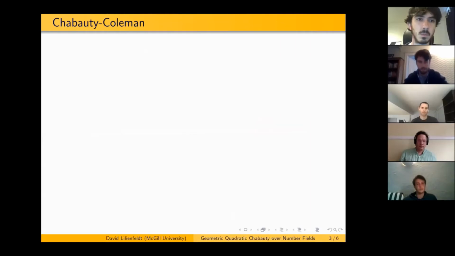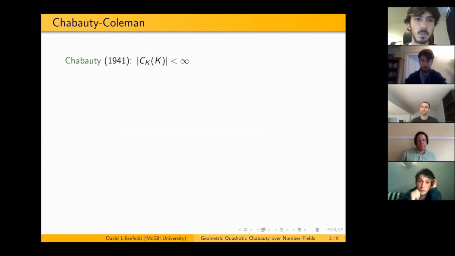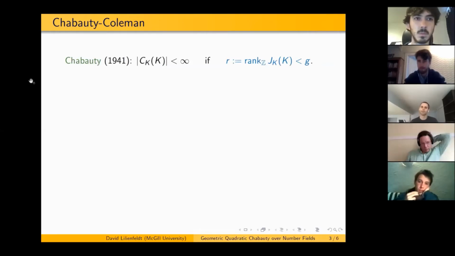It all starts with the pioneering work of Chabauty from 1941. This was actually the first significant progress towards Mordell's conjecture at the time. What Chabauty showed is that for a high genus curve, the set of rational points is finite if the following assumption is satisfied: the rank of the Mordell-Weil group of the Jacobian of the curve must be strictly less than the genus. This is sometimes called the Chabauty condition.